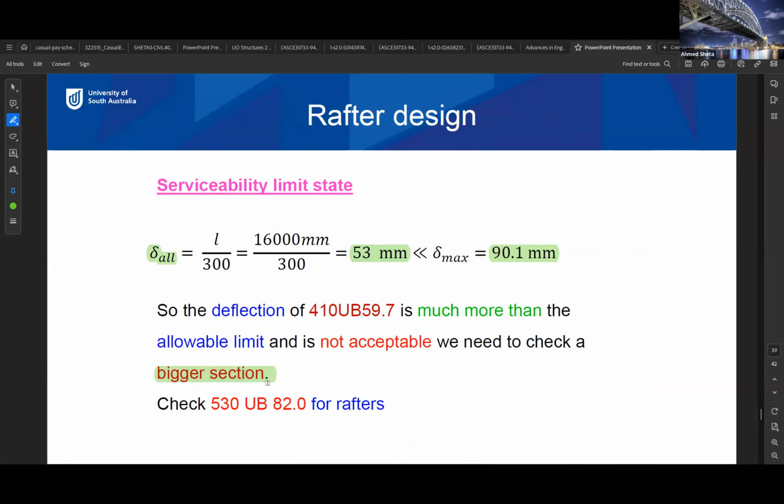In your assignment, if you select a bigger section as the first step, what can you do in the second step? Go to a smaller one and then show that working? Yeah, that's it. You don't have to go in detail and repeat everything again, but at least check the deflection. At least try to show that you have already done two trials of selection. Okay, no worries.